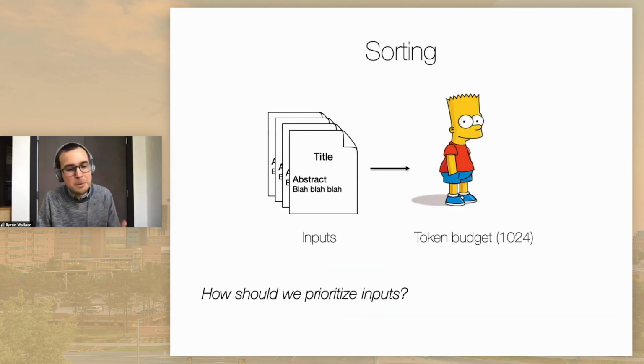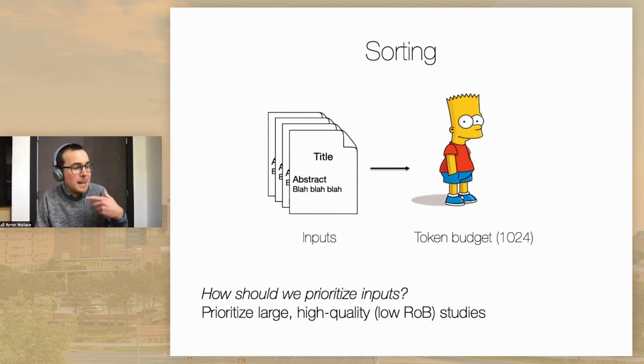And so you probably won't be able to fit all of the relevant titles and abstracts into that token budget. So one of the things that we do is we try to prioritize the inputs by prioritizing large and high quality, in other words, low risk of bias or predicted to be low risk of bias studies. And by prioritizing the inclusion of these studies in the token budget, it tends to increase performance a bit.